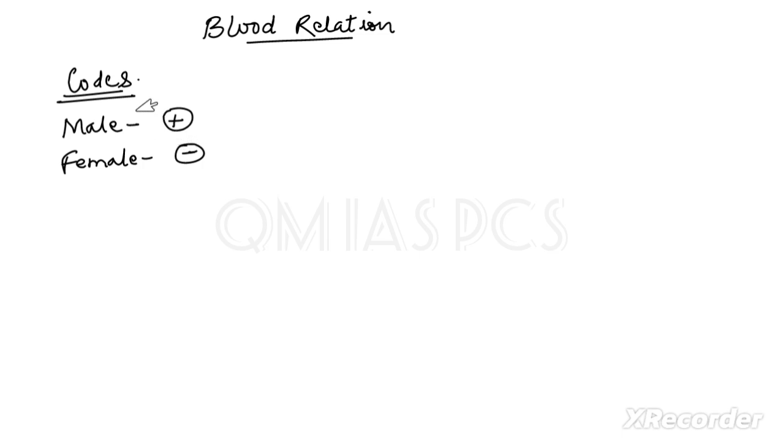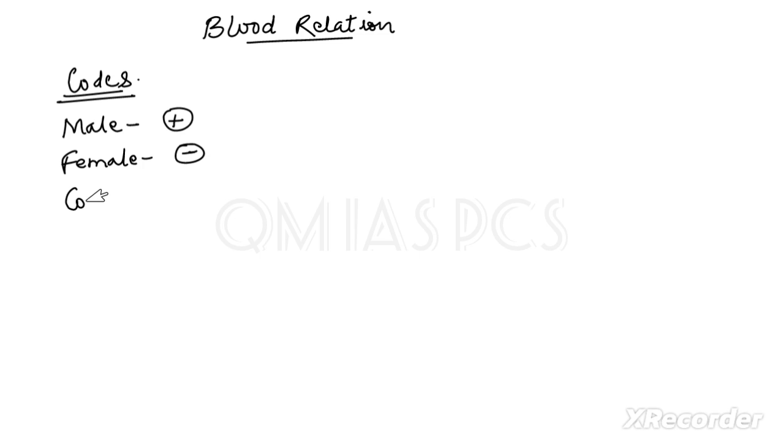So first of all, we have to write some codes. Okay, see these codes are just for convenience. Okay, you can write whatever you like, but it should be your convenience. Okay, like for male, I am writing plus sign. Okay, for female, I am writing minus sign. That's completely fine. Okay, just for representation I am writing this one.